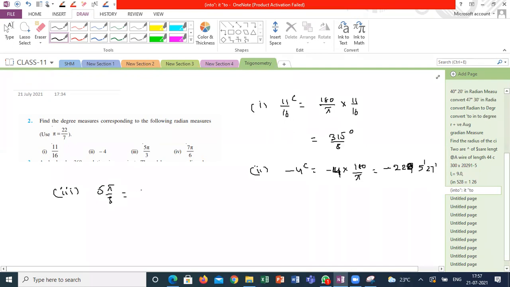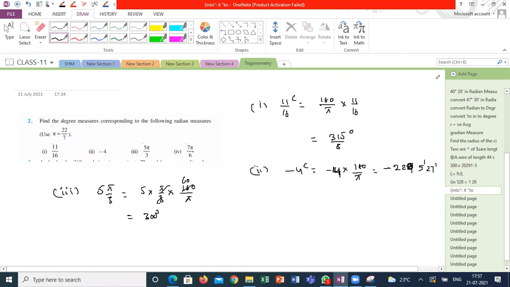It is type 1 now. 5 into 5 by 3 into 180 by pi. So pi cancel, 360s. So 300. Or straight away we can say pi by 3 represents standard angle 60 degrees. 5 into 60 is 300.